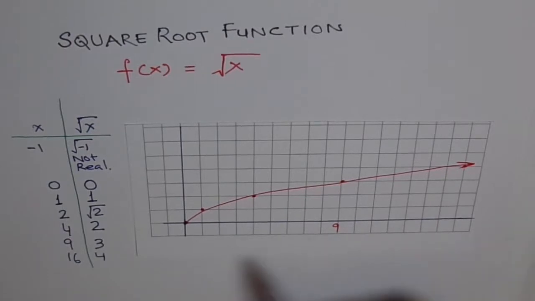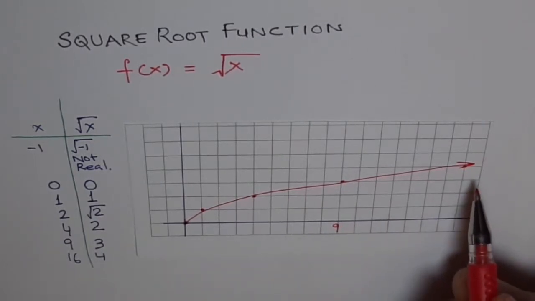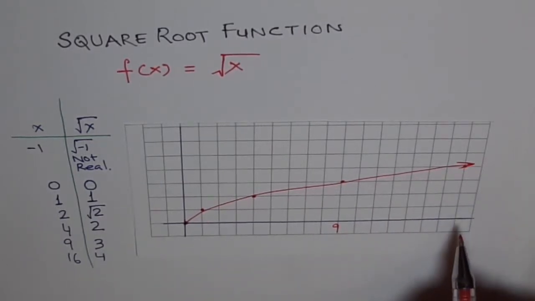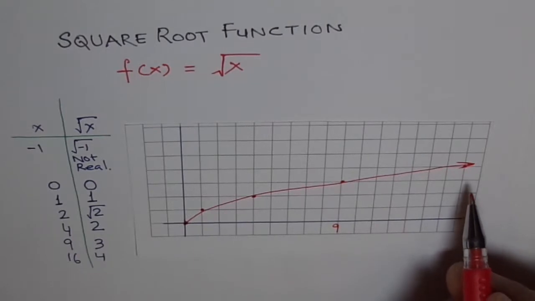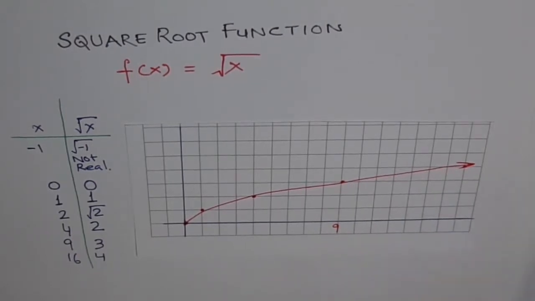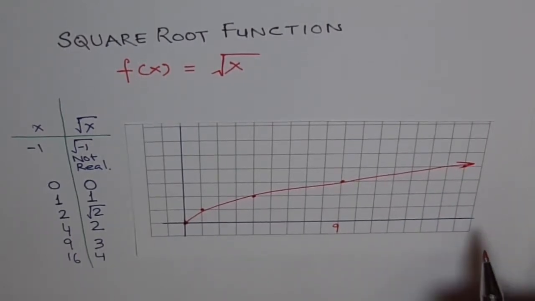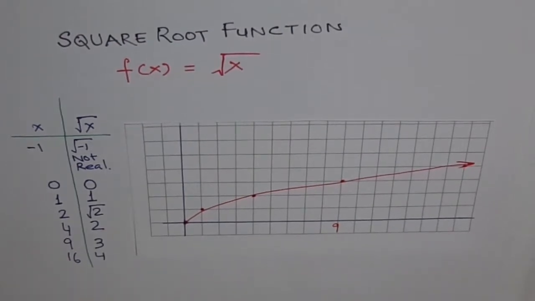Correct? Yes, it looks like this. It opens towards the right side, correct? And it extends forever. It goes to infinity. So the end behavior is as x approaches infinity, y approaches infinity, correct? Now let's look into the characteristics of this function.